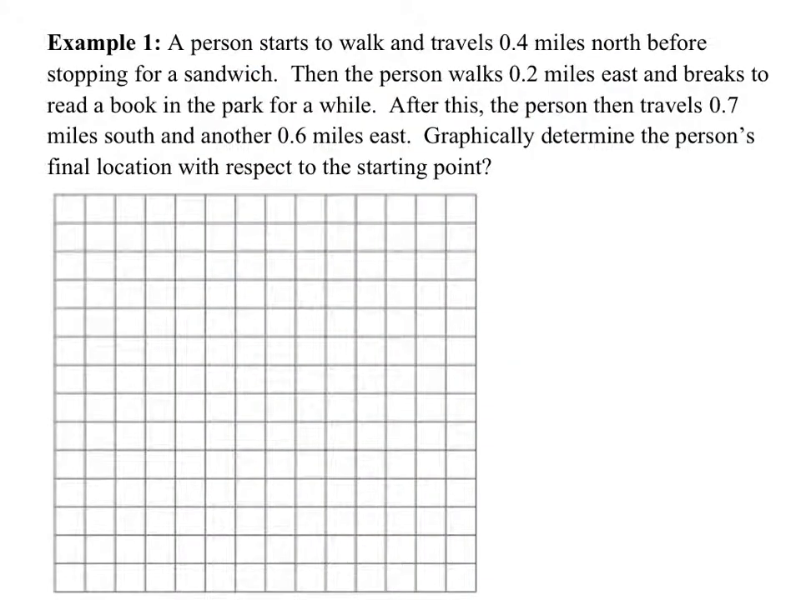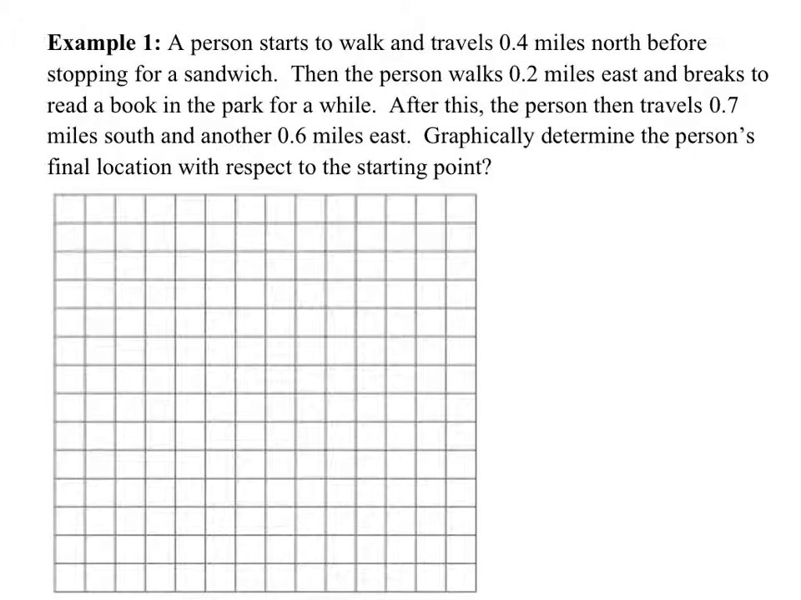So example 1 says, a person starts to walk and travels 0.4 miles north before stopping for a sandwich. Then the person walks 0.2 miles east and breaks to read a book in the park for a while. After this, the person travels 0.7 miles south and another 0.6 miles east. So graphically determine the person's final location with respect to the starting point. Let's go ahead and figure this out. Let's get the resultant vector and the actual angle itself as well.